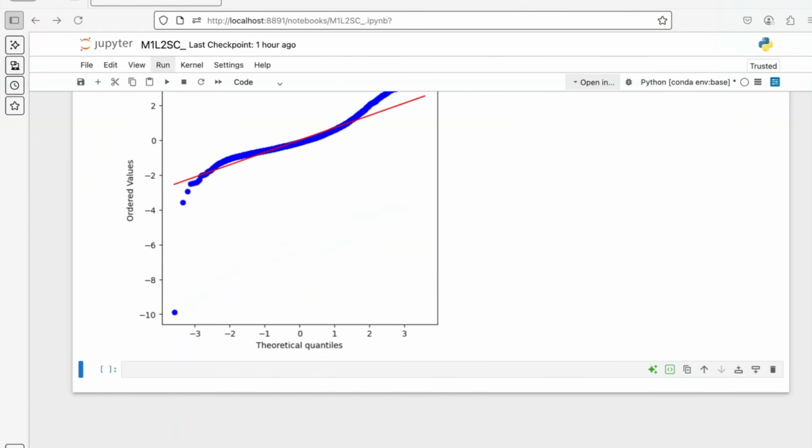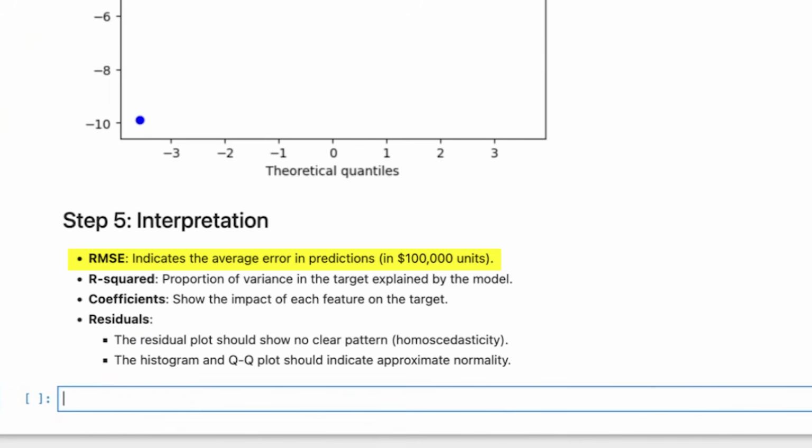Now let's interpret our results. The RMSE of 0.73 tells us our predictions have an average error of about $73,000. The R-squared of 0.60 indicates our model explains 60% of the variance in house prices. The coefficients show us that median income has the strongest positive impact on house prices, while higher average occupancy tends to lower house prices. The latitude and longitude coefficients suggest that location significantly affects housing values in California.